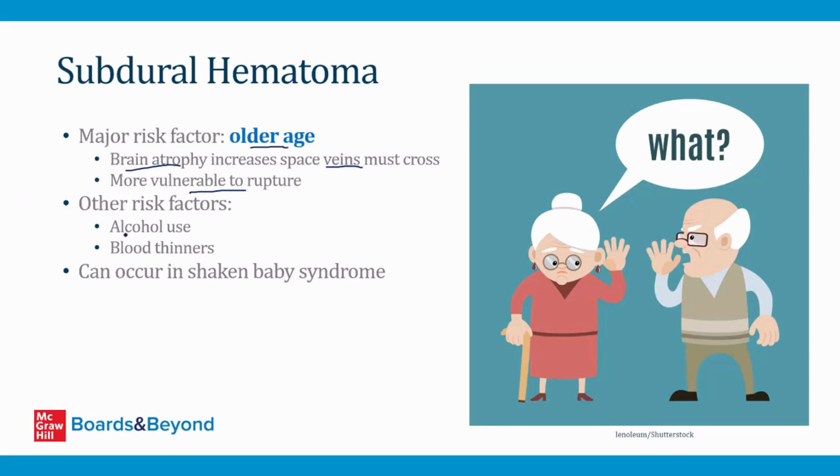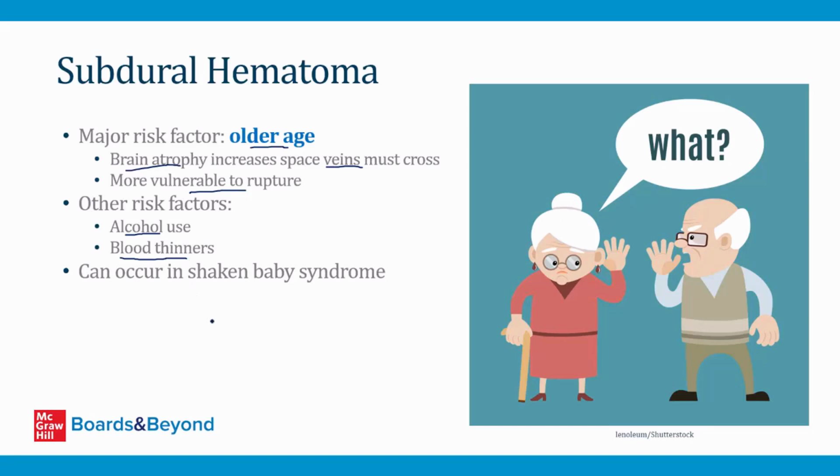Other risk factors are alcohol use. People who use alcohol are more likely to develop one of these hematomas. And a lot of this increased risk is because of the risk of falling under the influence of alcohol. And then finally, blood thinners are also a major risk, especially because many elderly patients take blood thinners for atrial fibrillation, drugs like warfarin and apixaban, and this makes it easier for them to bleed if they have a fall and damage one of their bridging veins.